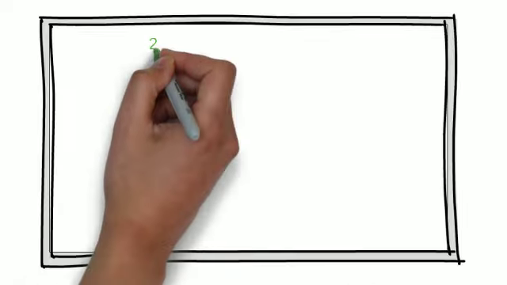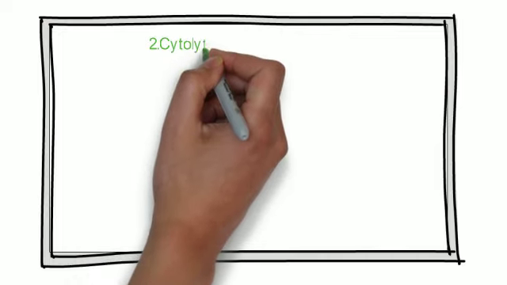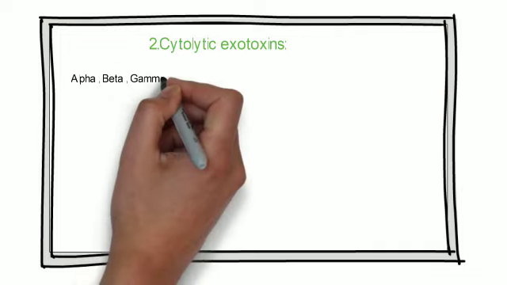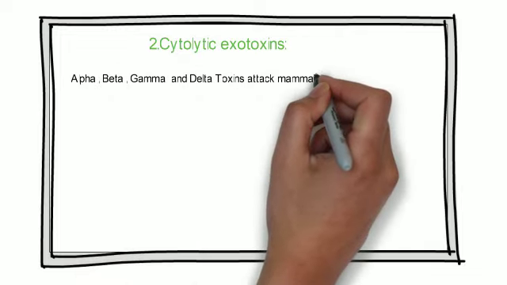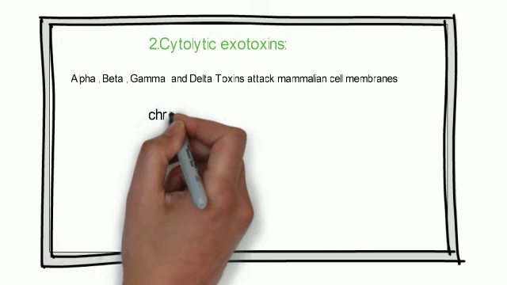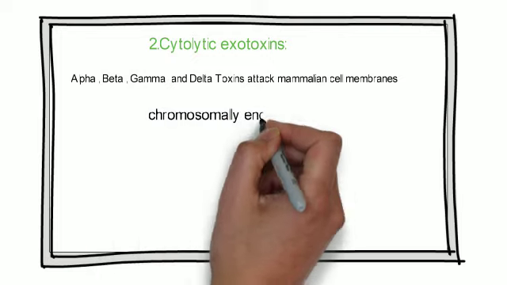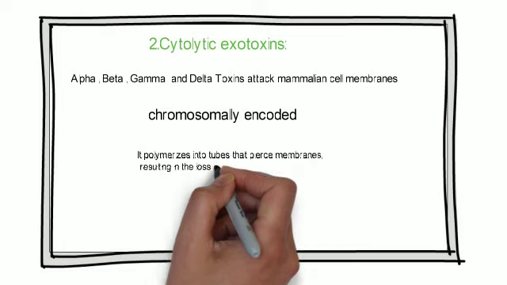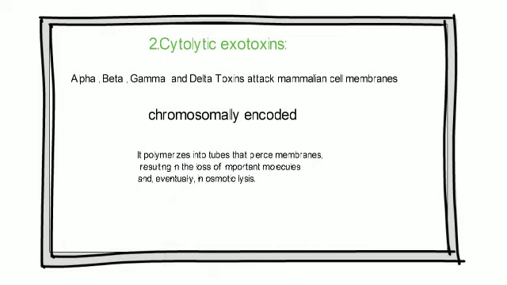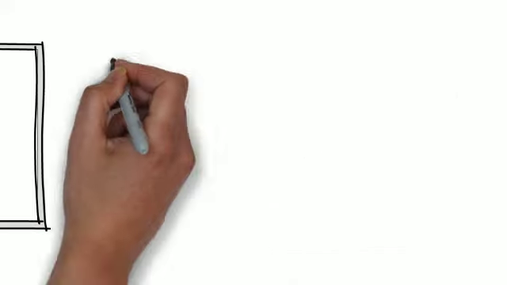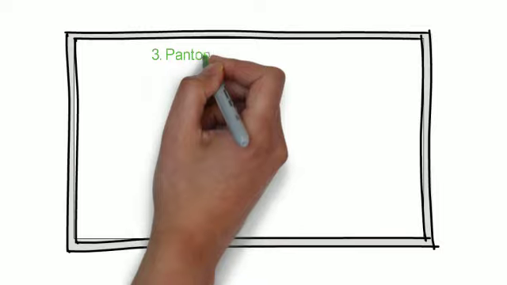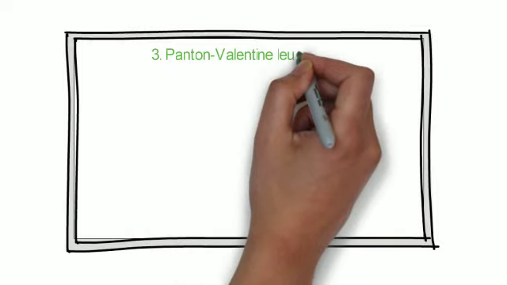Cytolytic exotoxins. Alpha, beta, gamma, and delta toxins attack mammalian cell membranes. It is chromosomally encoded. It polymerizes into tubes that pierce membranes, resulting in the loss of important molecules and, eventually, in osmotic lysis. Panton-Valentine leucocidin. This pore-forming toxin lyses PMNs. Production of this toxin makes strains more virulent.